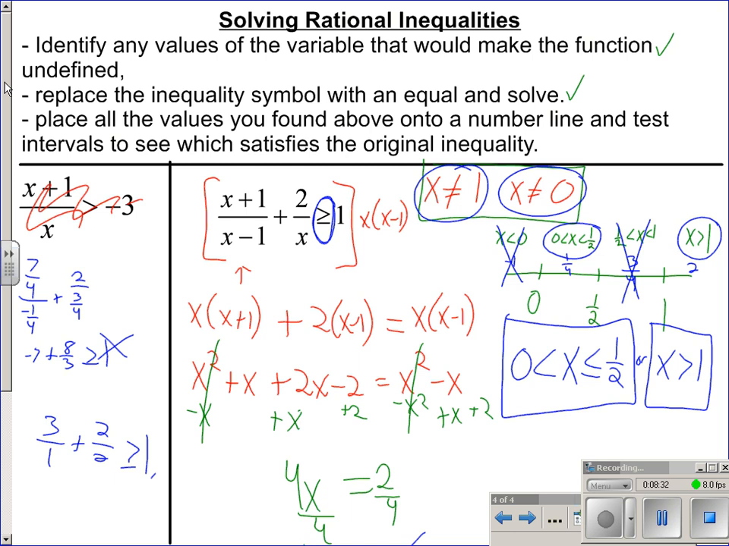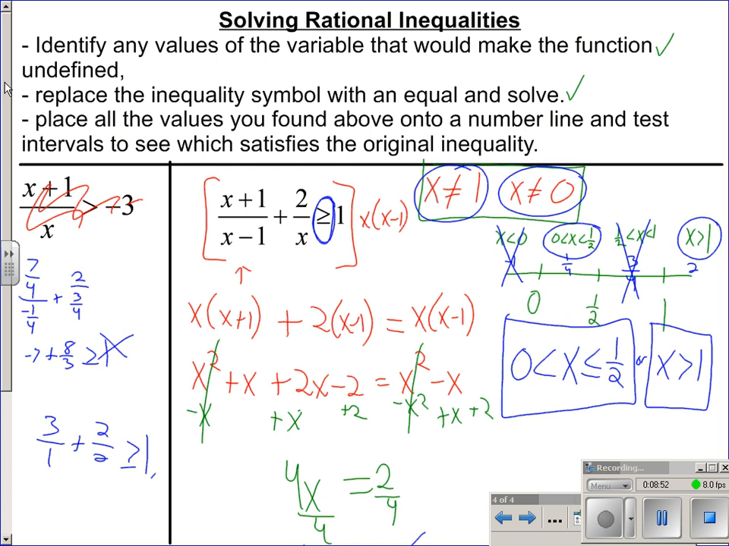You identify your domain, any restrictions, you got to have those numbers. And then you replace the inequality with an equal sign and solve it like normal. Take all of those numbers, the restrictions and those values that you solve for, throw them onto a number line, it creates all those intervals, you test to see which ones work. And there's your answer. It works every single time.